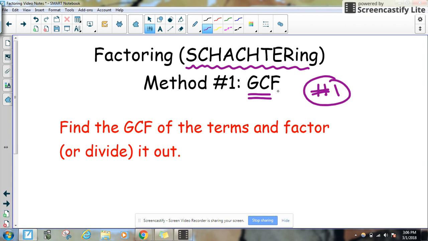This is huge. Now, the GCF method of factoring is basically when we find the GCF of the terms we're working with, and we factor or divide them out of the remaining polynomial. All right? Let's do a practice problem.